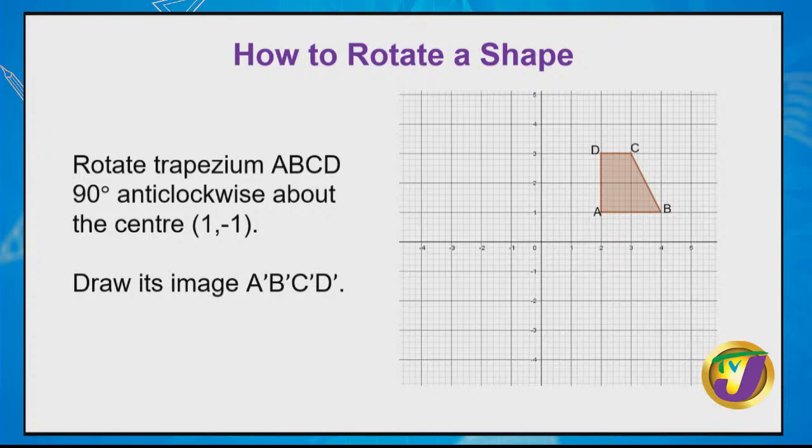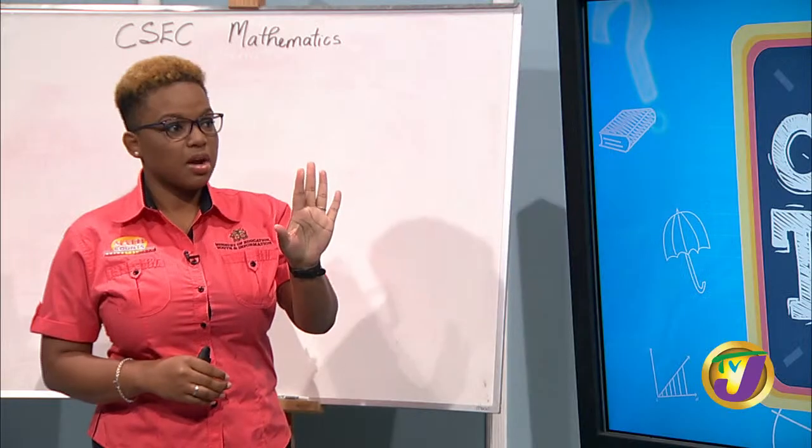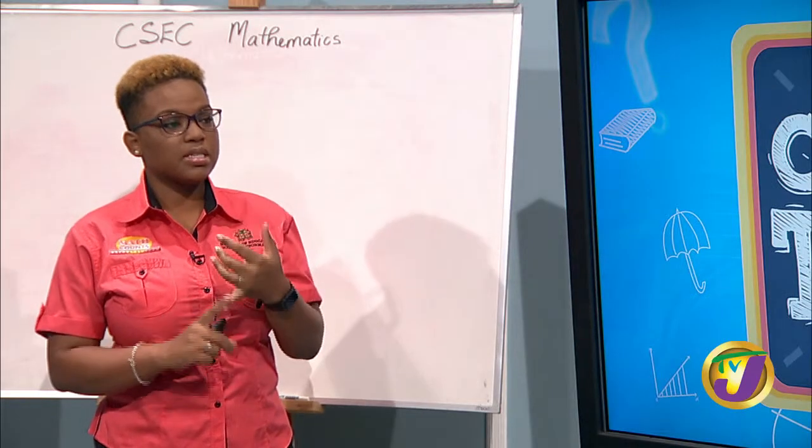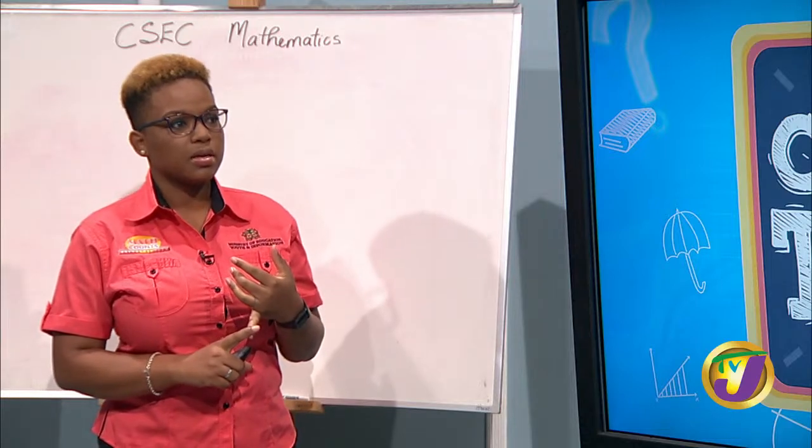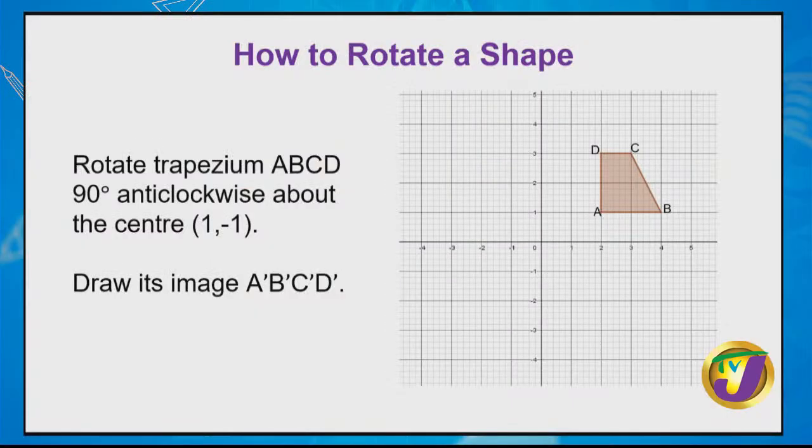So I want us to stop and identify three things that we would have discussed from the question. Are we seeing a center of rotation? Definitely, (1, -1). That's a point. Are we seeing an angle of rotation? 90 degrees. Is there a direction of rotation? Anti-clockwise. Fabulous. So we can go ahead and start.